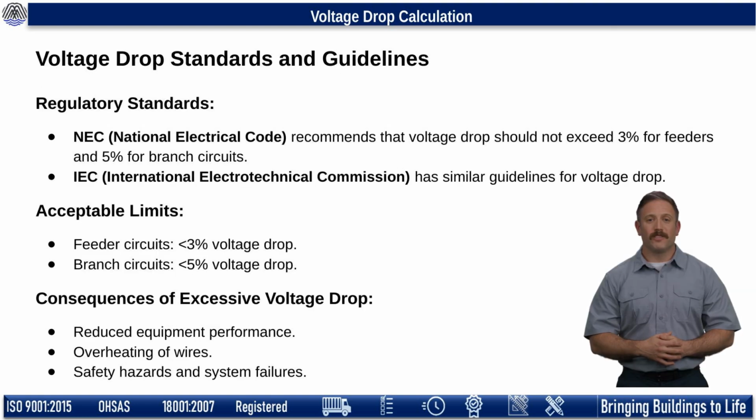Slide 8. Standards and guidelines. The NEC and IEC provide clear guidelines for voltage drop. NEC. Voltage drop should not exceed 3% for feeders and 5% for branch circuits. IEC. Similar recommendations apply. Exceeding these limits can compromise equipment performance, safety, and lead to overheating or failures.